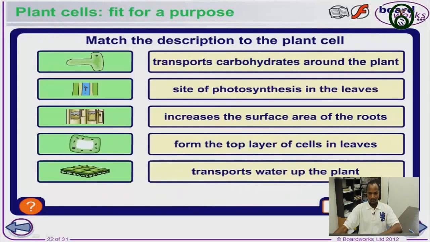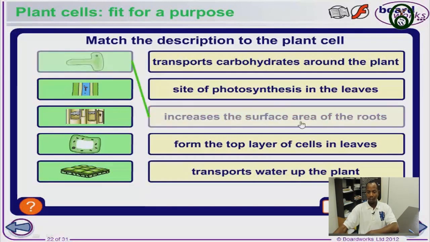Let's move ahead and take a look at their specific functions, how they look and their functions. What does this do? What does this do? And what does this do? These are the different cells that we've mentioned. All right. Now, what's the function of this? Transport carbohydrate around the plants, site for photosynthesis, increase the surface area of the root, form the top layer of the cells in the leaf, or transport water up the plant.